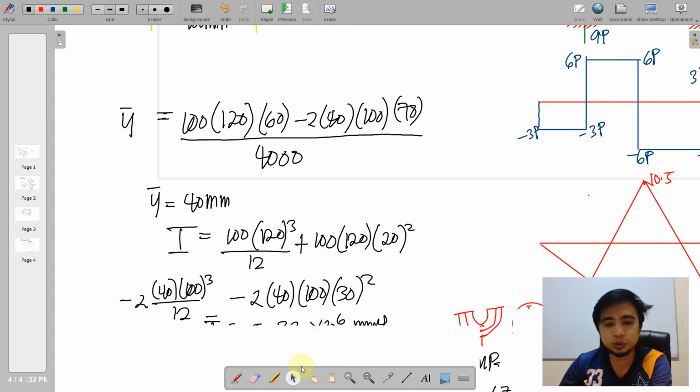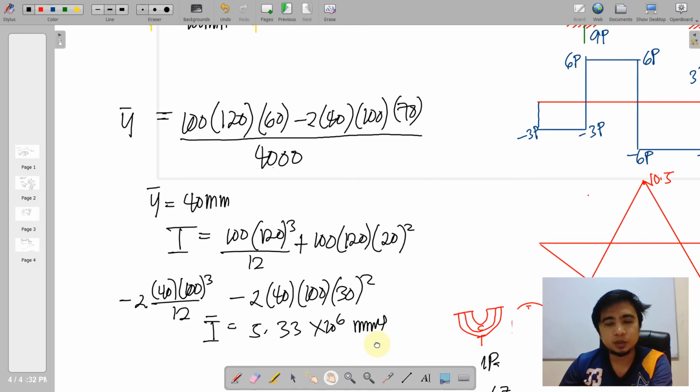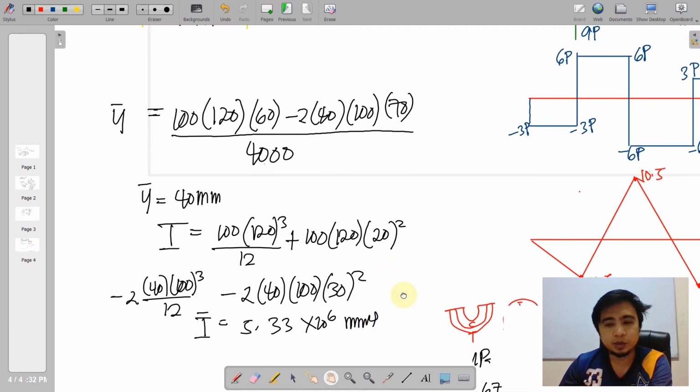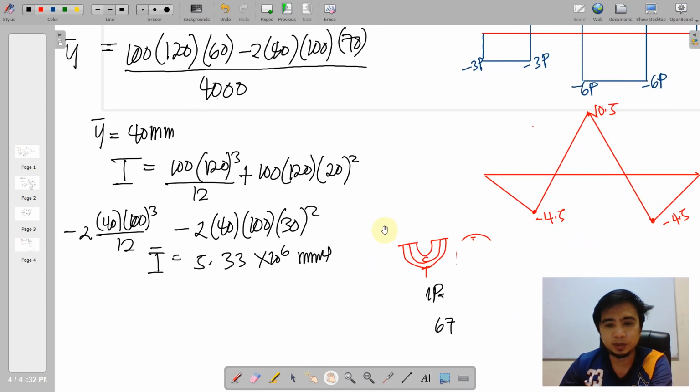So substituting the values, we have an I of 5.33 times 10 raised to 6 millimeter raised to 4. So after completing all of this, y bar, I bar, and your moment, we are now ready to determine the maximum value of P. Okay.